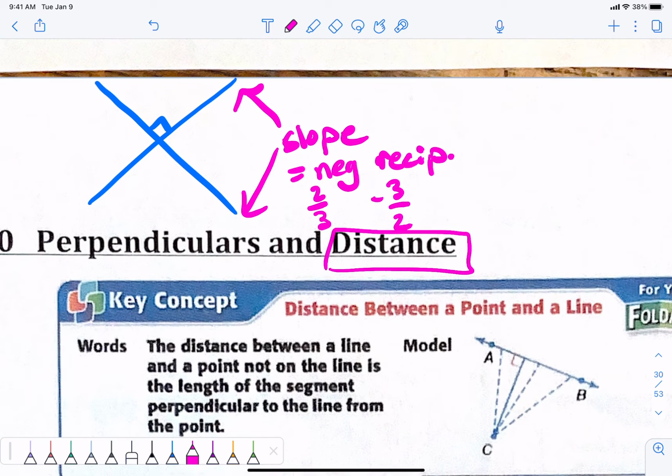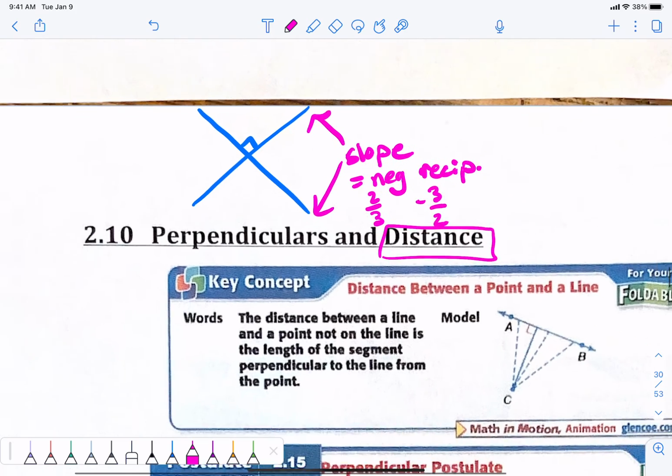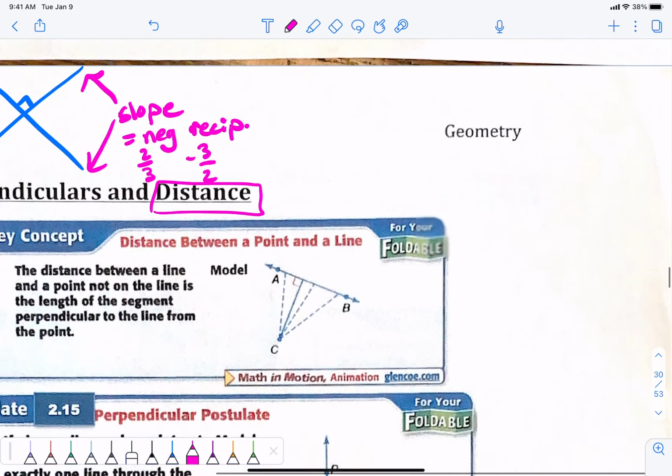So that's where, like in section 2.8 the other day we had equations of lines and such, and you were like, I like this section. This takes us back to algebra 2, but how does this have to do with geometry? Now they're kind of marrying the two together, and we're talking about distances and perpendiculars, okay? All right, so here's the deal.